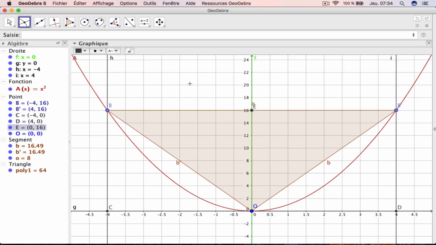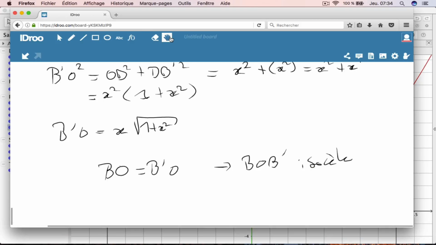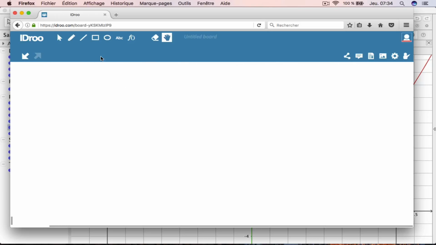Okay, so let's summarize what we have seen. We have seen a new kind of function called a parabola function, quadratic function, a of x equals x squared.